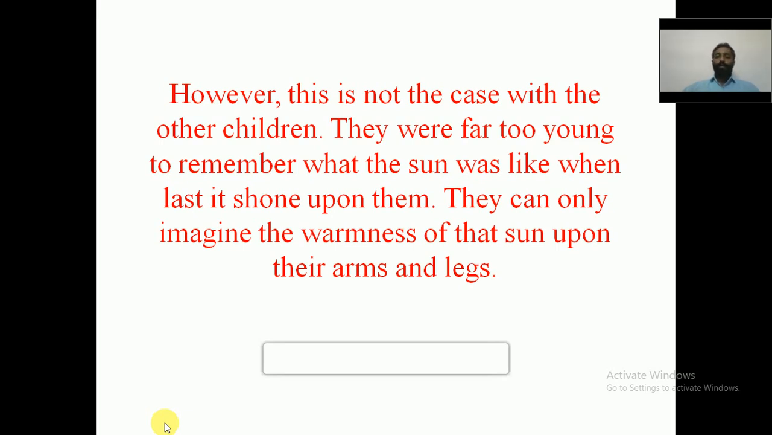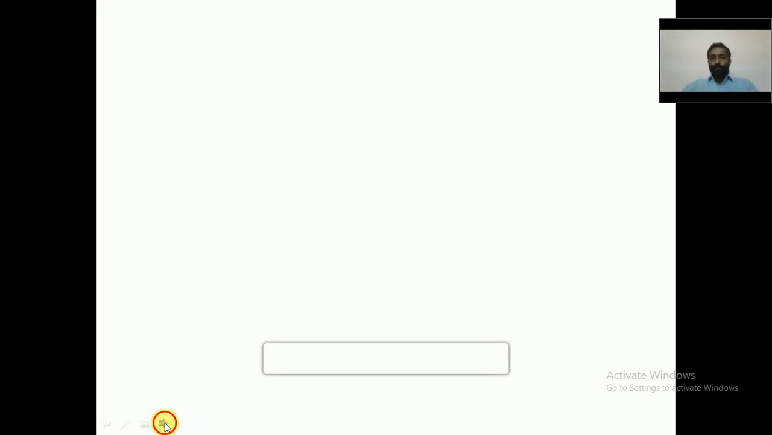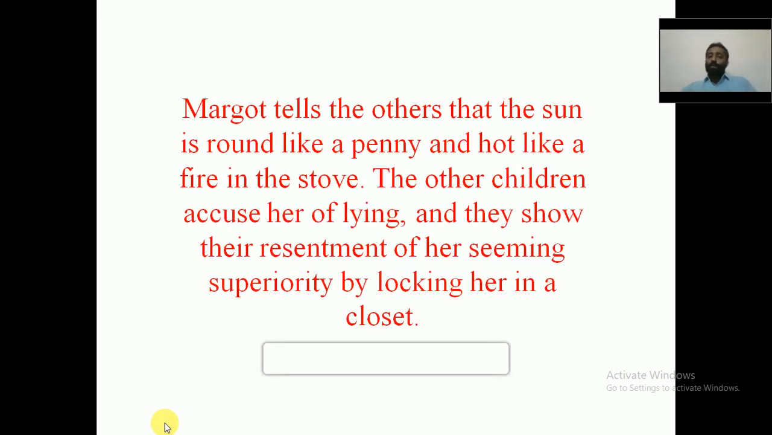Now what happens? Margaret tells the others that the sun is round like a penny and hot like a fire in the stove. Since she has experienced the sun, she tells them this is how the sun looks. But the other children accuse her of lying. They say, no, you are telling a lie. This is not the reality. This is not the truth. You are telling us a lie. And they show their resentment.